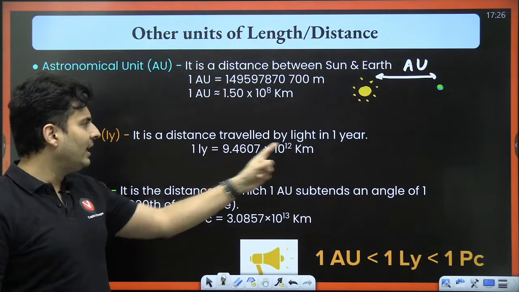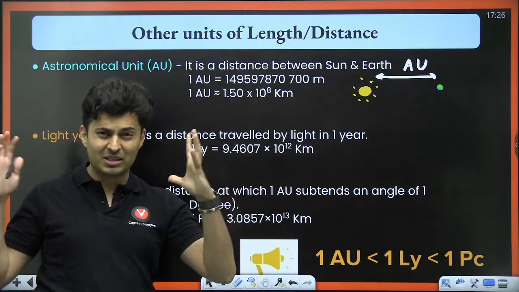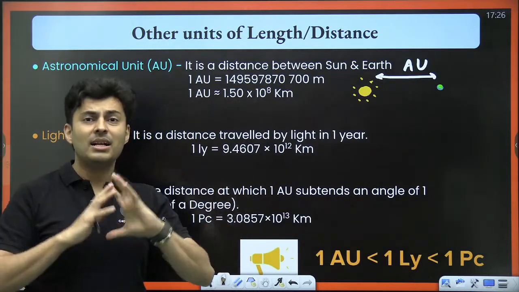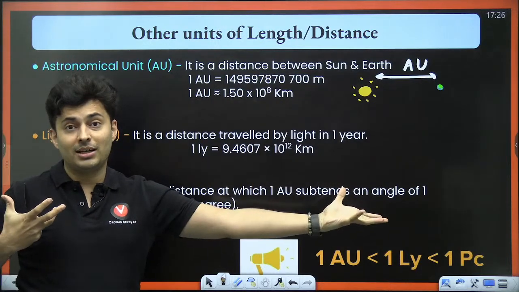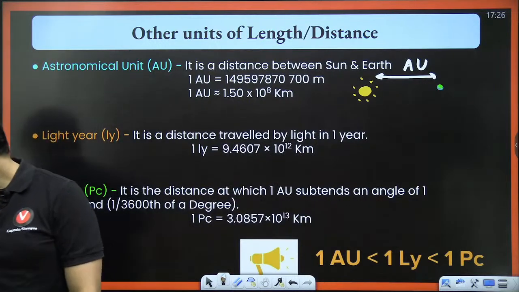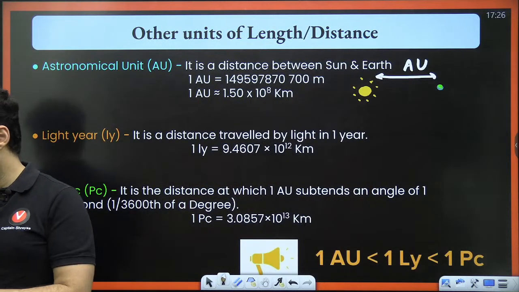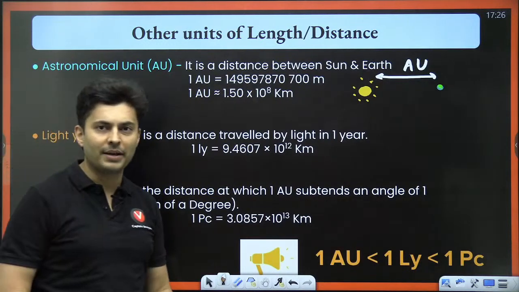So in 1 light year, you will end up traveling this much distance, because the speed of light is huge. It travels lakhs of kilometers in 1 second. So you can imagine how much it will travel in 1 year. Lot of distance. Is that right, my dear warriors? Very good.